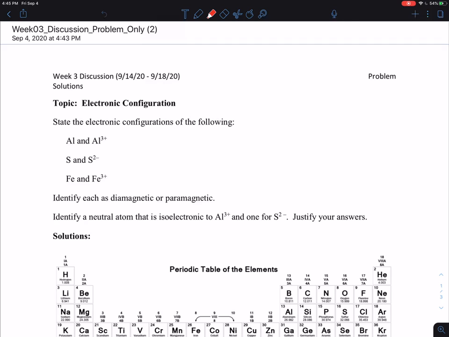I'm going to talk to you about how to solve the discussion problem for week 3 of Chemistry 1. This is a week 3 discussion problem. First topic is electron configuration.